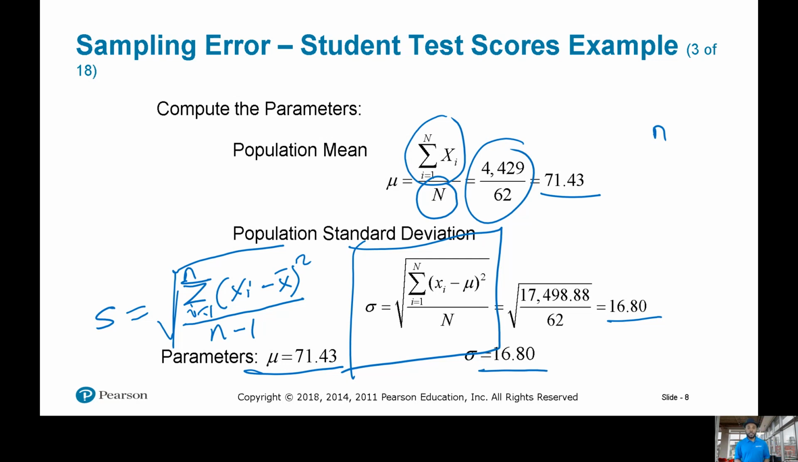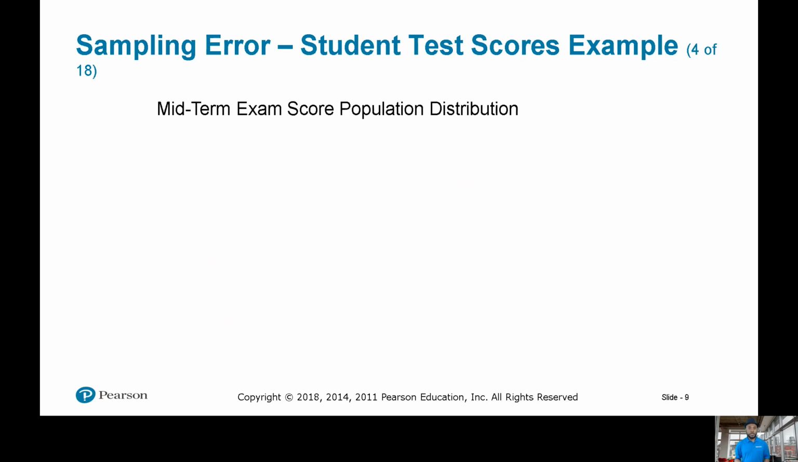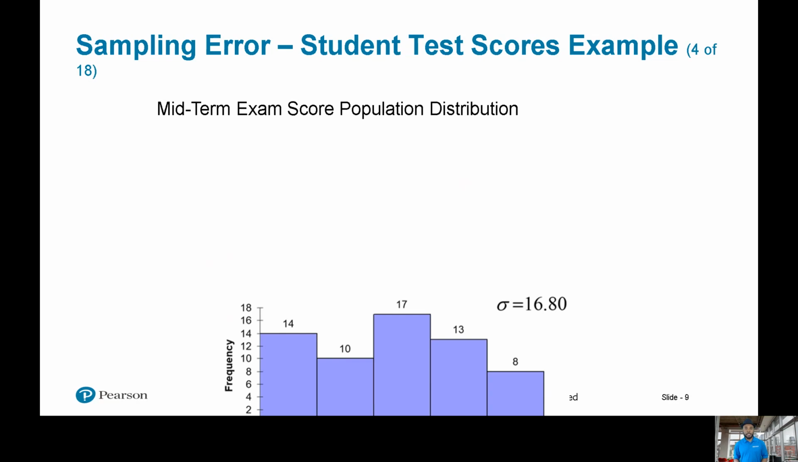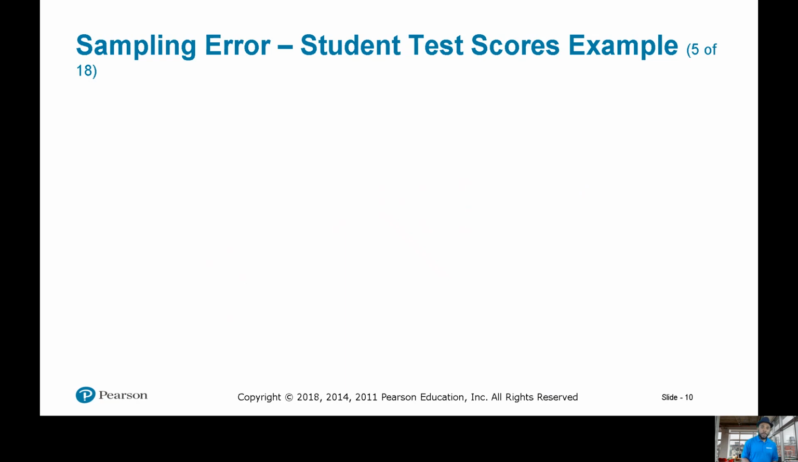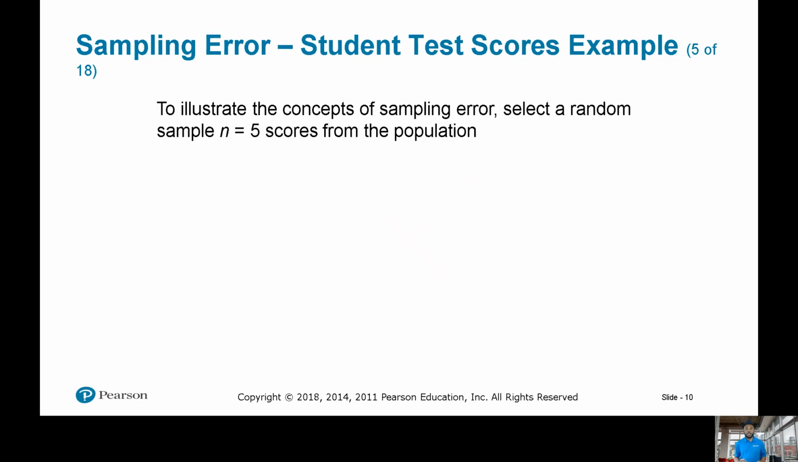So the unit here is the test scores. Now let's look at the histogram of our test scores. The midterm exam scores population distribution looks like this, where the mean is somewhere in the center, and this is the standard deviation. And of course, this distribution isn't completely normal. So this is what it looks like. Now let's illustrate the concept of sampling error.